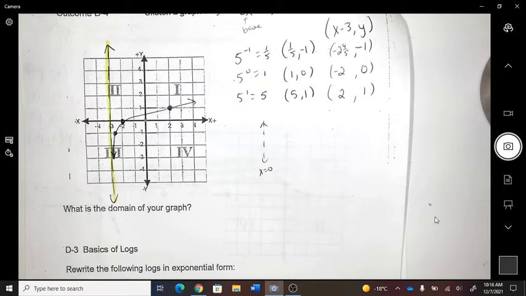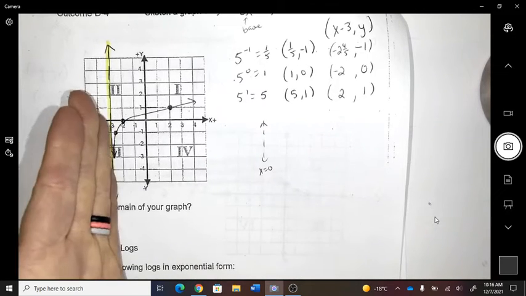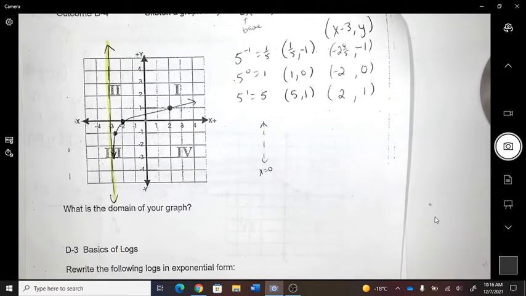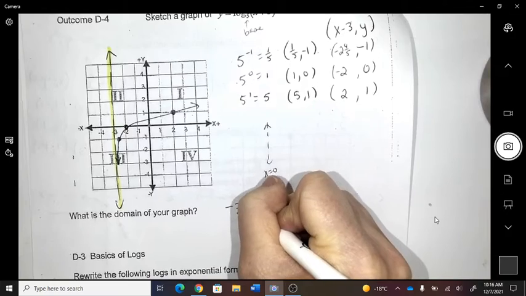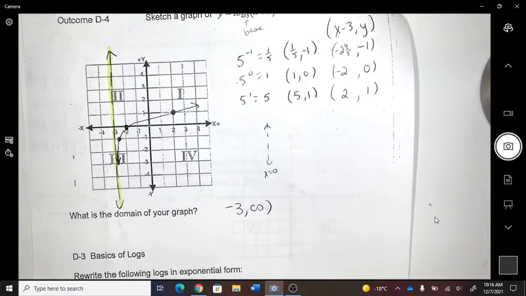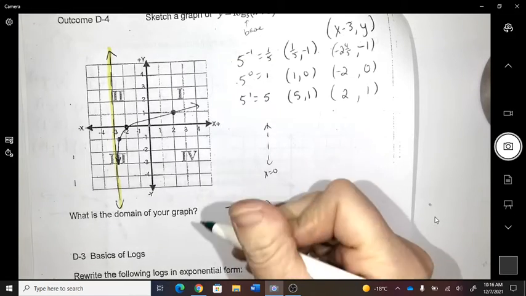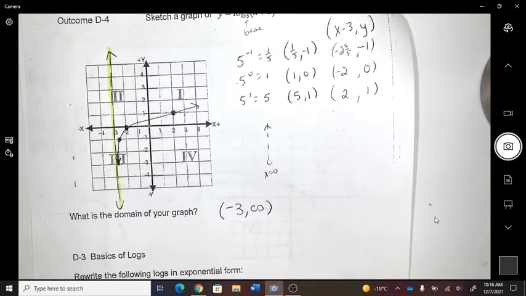Then it asks, what's the domain of this? So how far left do we go? We go from -3 to infinity. And what kind of bracket would I want on that number? Square, round? It should be a round, right? Because we're not ever going to touch that asymptote. We get really close to it.